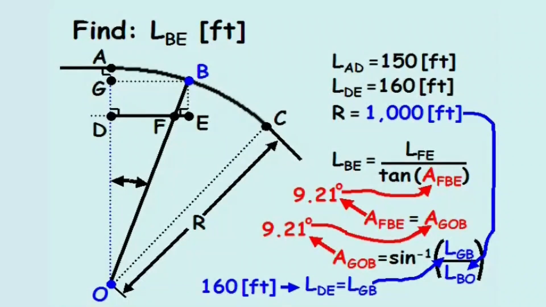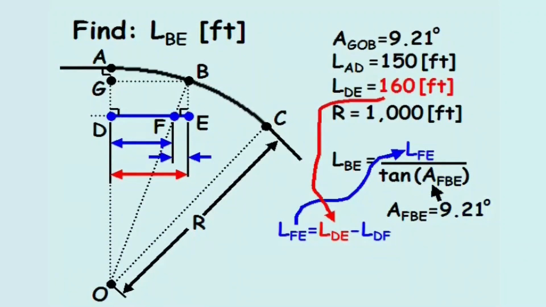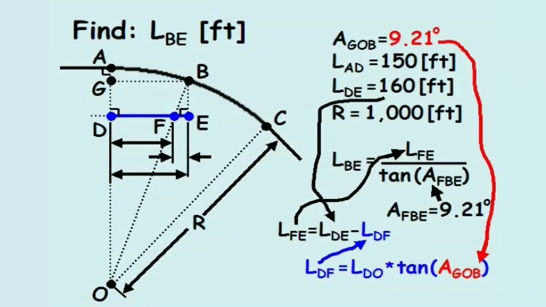The length of line segment FE is equal to the length of line segment DE minus the length of line segment DF. The problem states the length of line segment DE equals 160 feet. The length of line segment DF is equal to the length of line segment DO times the tangent of angle GOB. From before, we solved angle GOB to be 9.21 degrees.